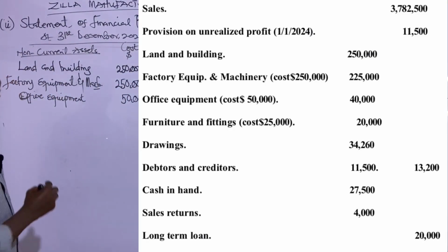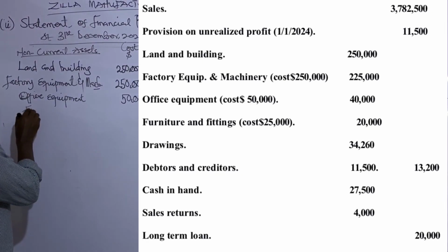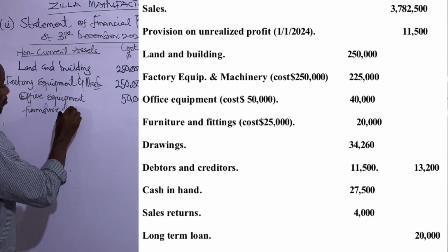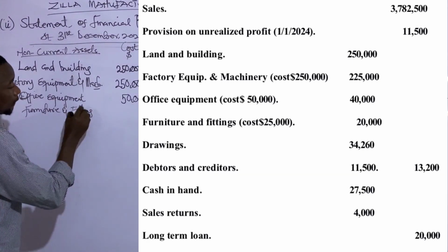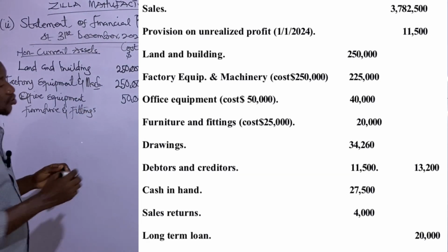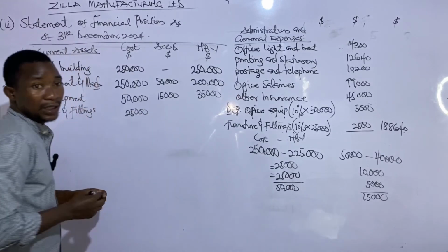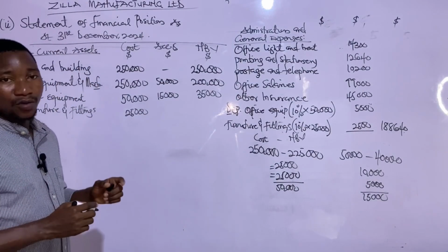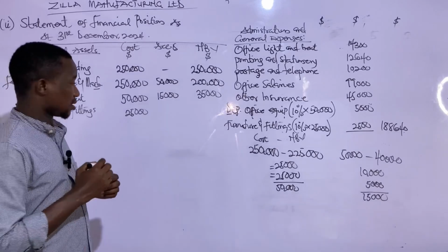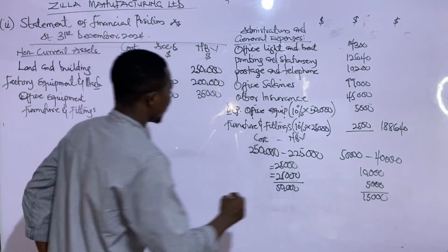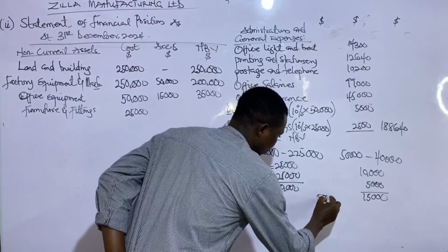The next is furniture and fittings. Furniture and fittings, the cost is 25,000. We record that under cost. And it has a net book value of 20,000. So the difference between 25,000 and 20,000 is 5,000, right?